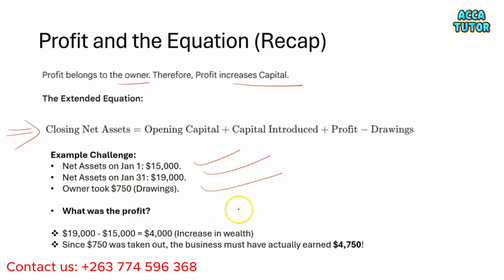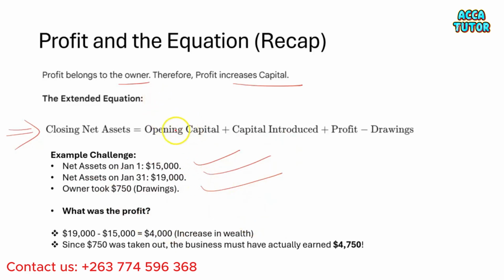What was the profit? So using the equation there, you can see that 19,000 minus 15,000 is equal to 4,000, which is an increase in wealth. Since 750 was taken out, the business must have actually earned 4,750. You can just slot in these figures to see.